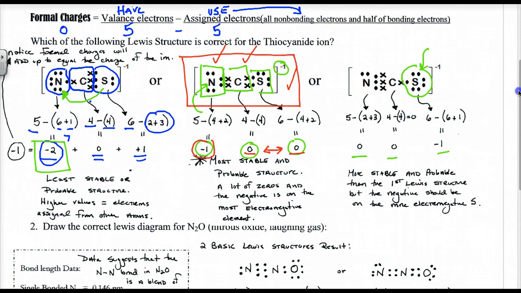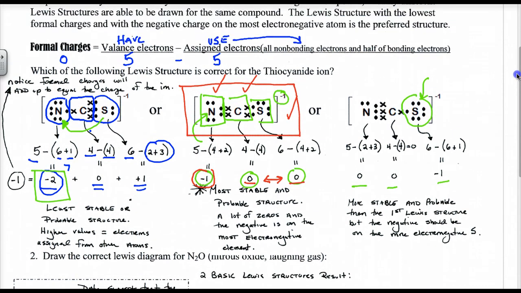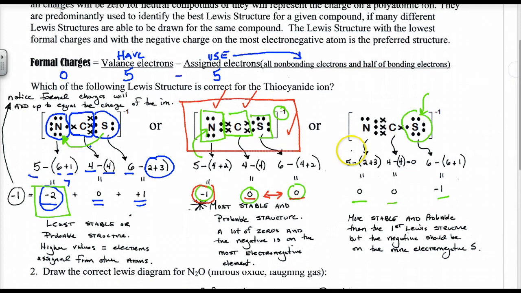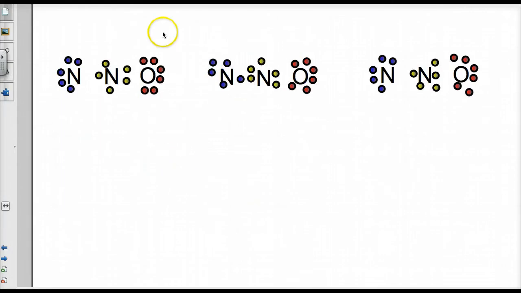Now, moving on, the next question is draw the Lewis diagram for N2O, nitrous oxide or laughing gas. So we're going to move to the digital file to do the Lewis dot diagrams, the 3 basics that can occur, and then go on to formal charges. Okay, so here we have N2O, nitrous oxide. N2O is sometimes called laughing gas. So N2O, 2 N's and an O bonded together.